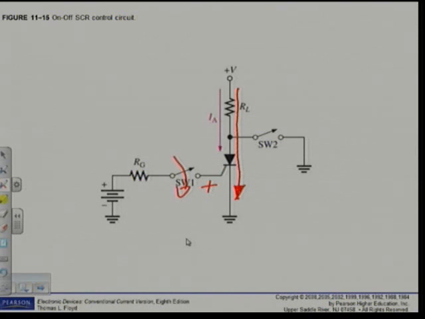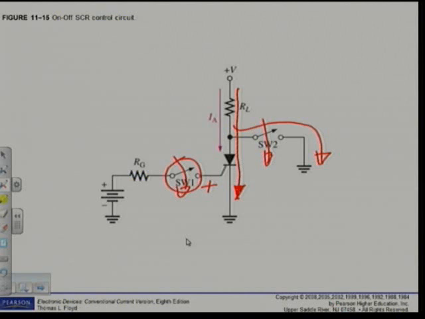That means the only condition under which we will turn off the SCR, we can even open switch S1, we open that switch, it will stay on until my current drops to a value lower than the holding current. Now the only way to turn it off again is by closing switch S2. When we close switch S2, the current will flow through that and the current will drop to a value lower than the holding current, and that is the only condition under which this SCR will turn off.